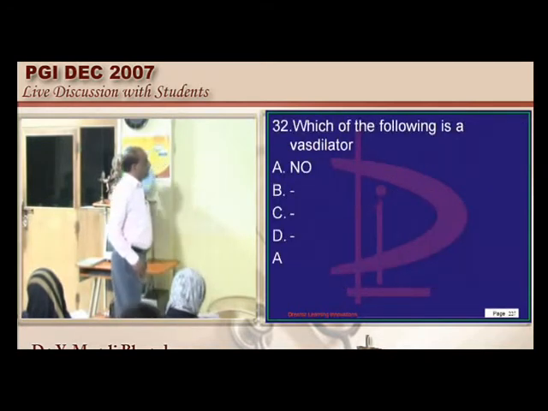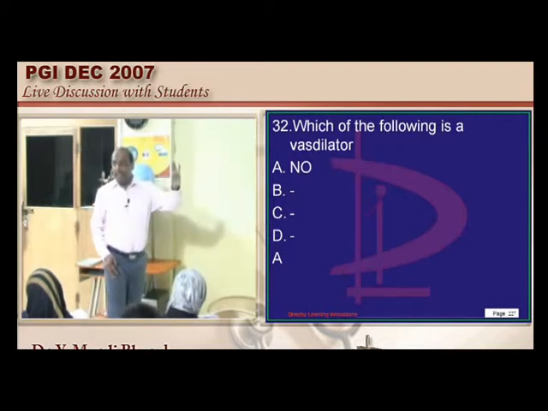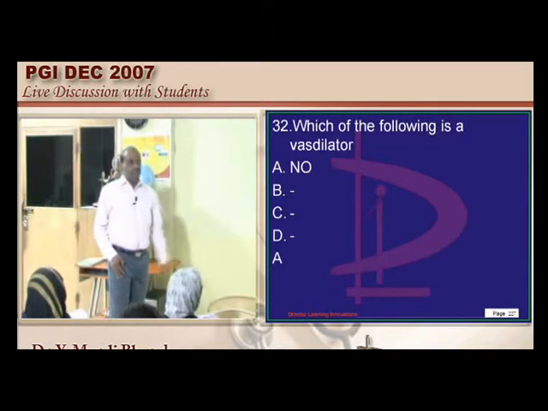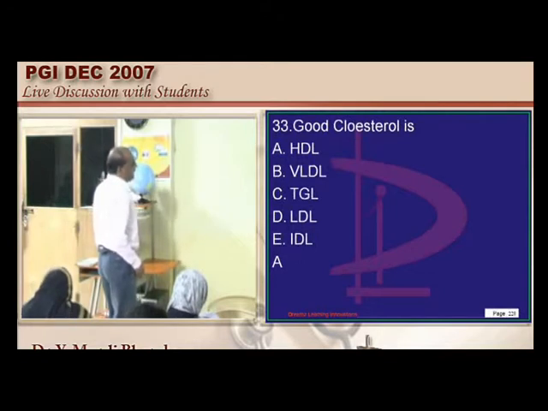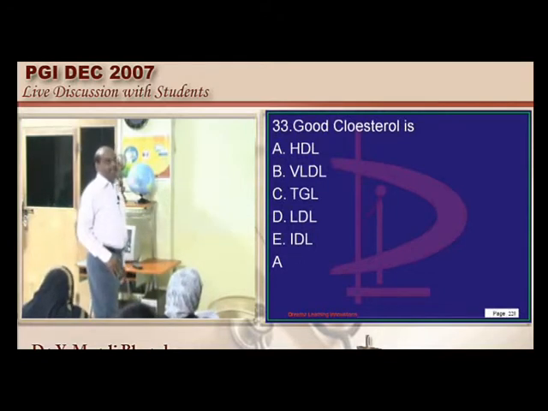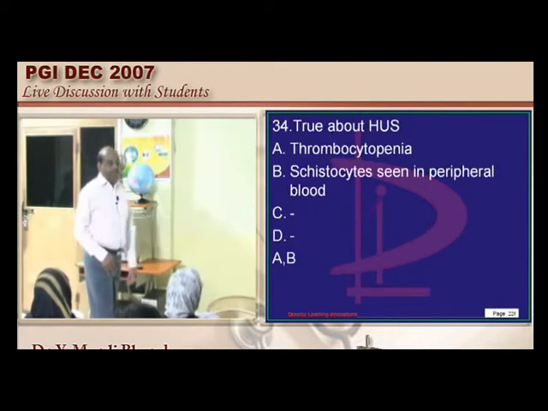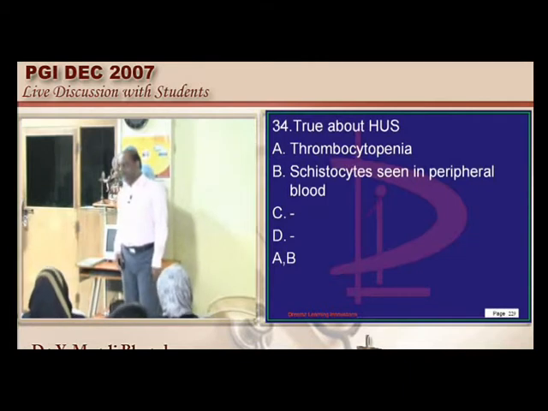Now let us talk about the vasodilator effect. Nitric oxide is being identified, which is used in primary pulmonary hypertension in the form of sildenafil, and also in the case of management of impotence. HDL is called as the good cholesterol, triglyceride, LDL, everything are all bad. And our favorite question, hemolytic uremic syndrome, thrombotic thrombocytopenic purpura.